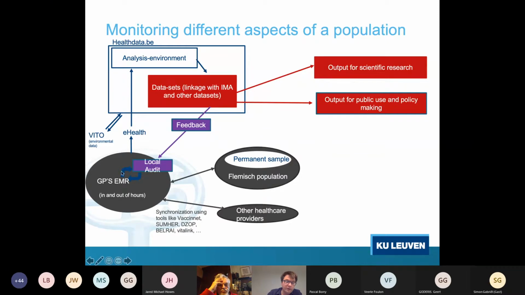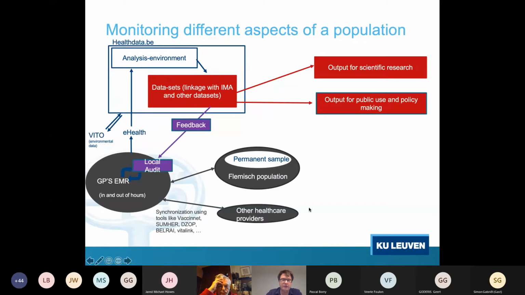We are transferring that data over eHealth to health data, which is a secure environment where the data can be linked with other data sets. For instance, the data from the Intermutualistic Agency, the data about all the costs, all the codes used linked to health costs. And then in that analyze environment, we can do analysis.